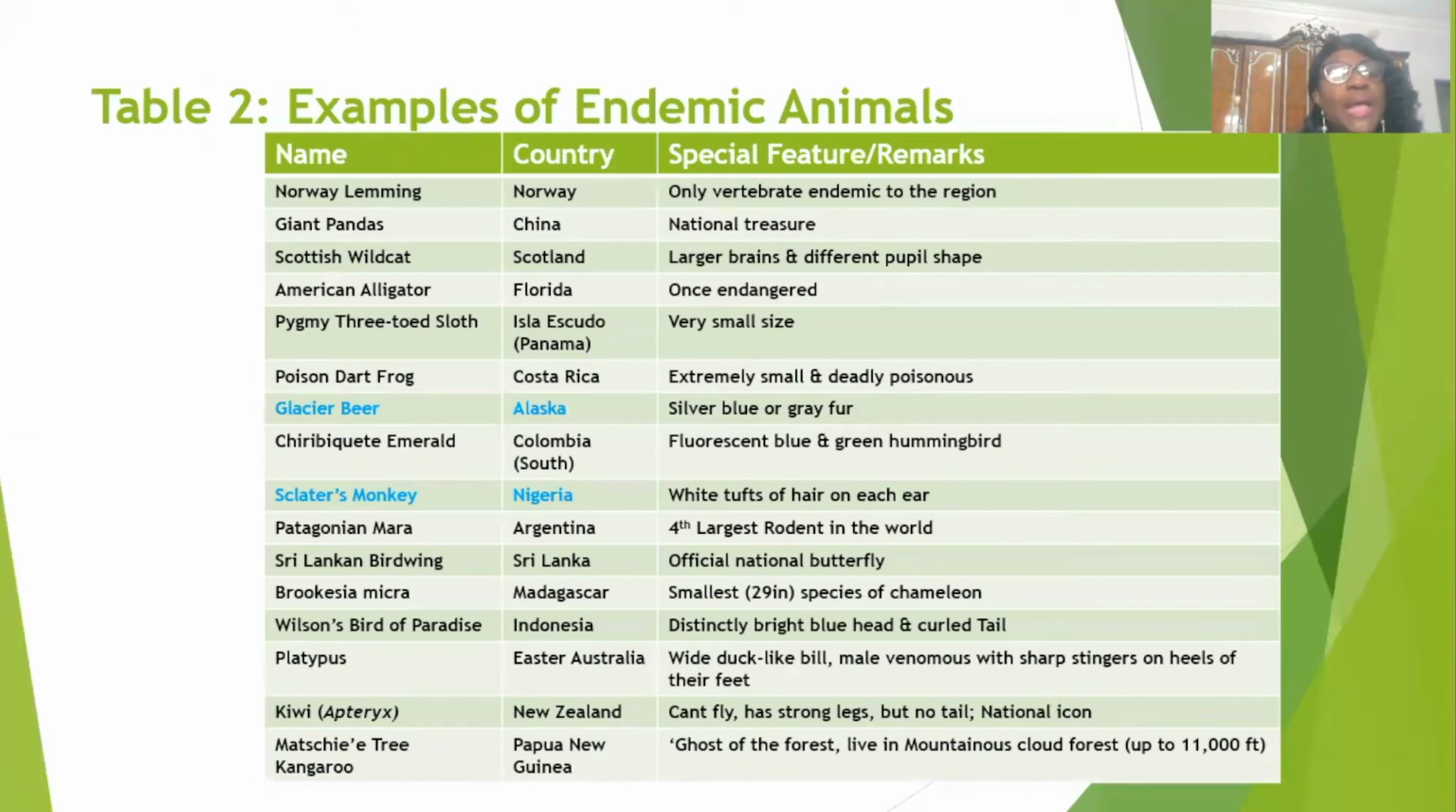Table 2 shows examples of endemic animals. They are found in various countries of the world, for example, the glacier bear of Alaska and Sclater's monkey of Nigeria, amongst others. All the pictures of these animals will be displayed at the end of this presentation.